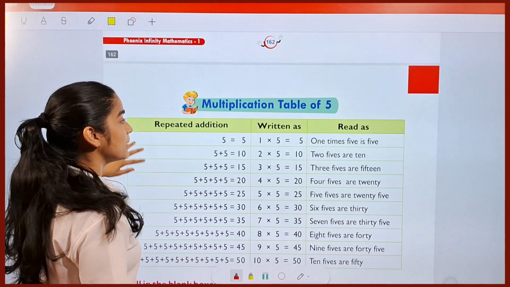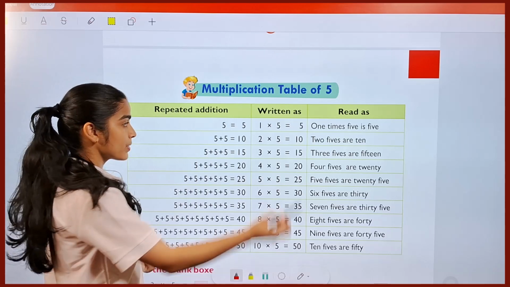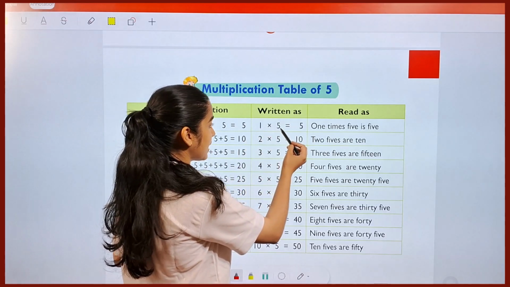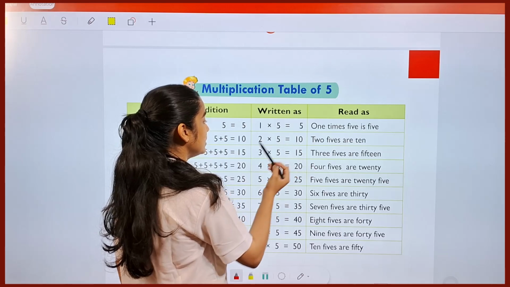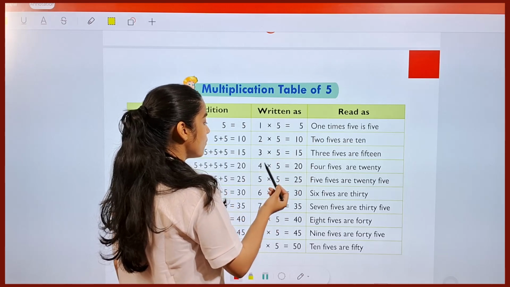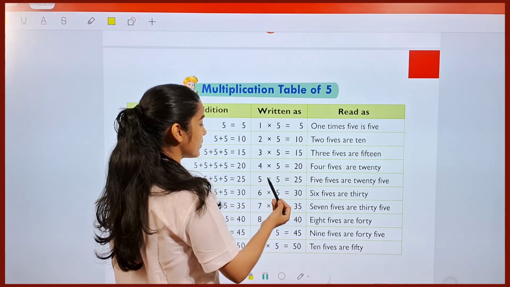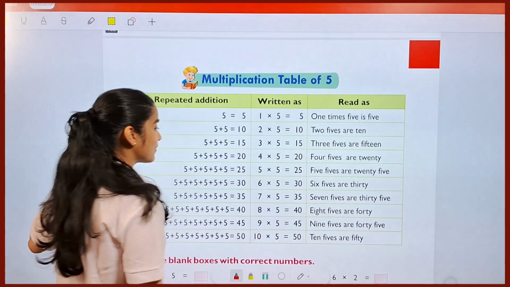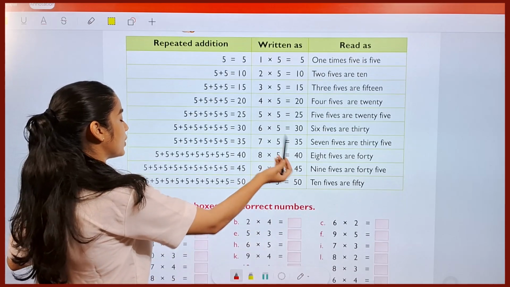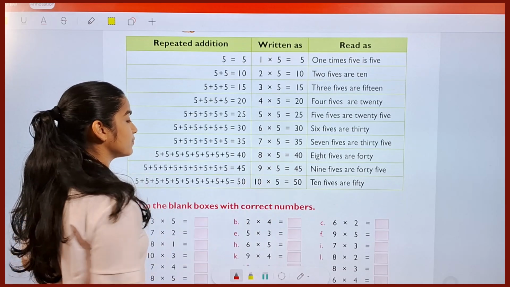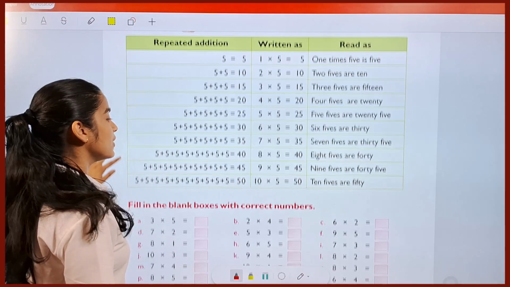Next we have multiplication table of 5. 1 times 5 is 5. 2 times 5, 2 fives are 10. 3 fives are 15. 4 fives are 20. 5 fives are 25. 6 fives are 30. 7 fives are 35. 8 fives are 40. 9 fives are 45. 10 fives are 50.